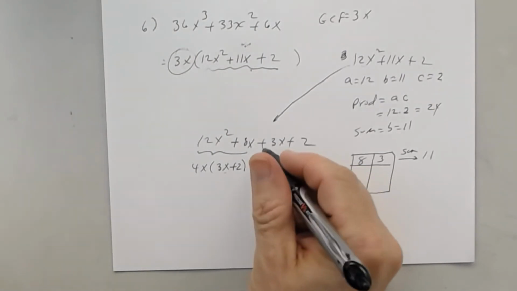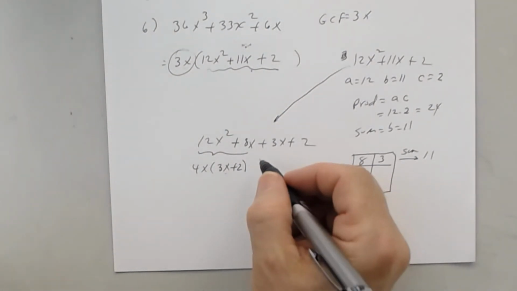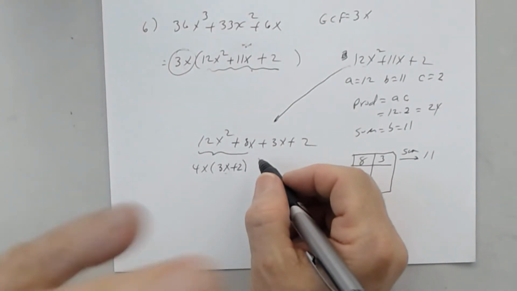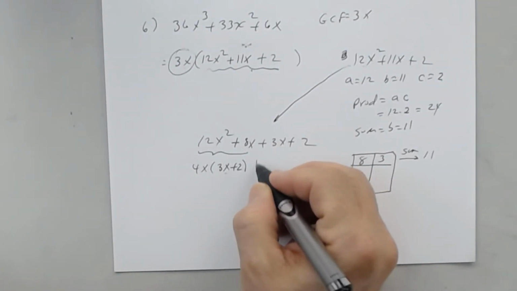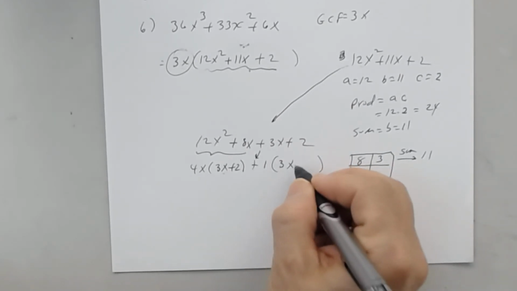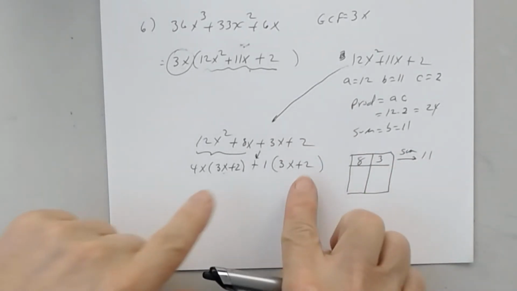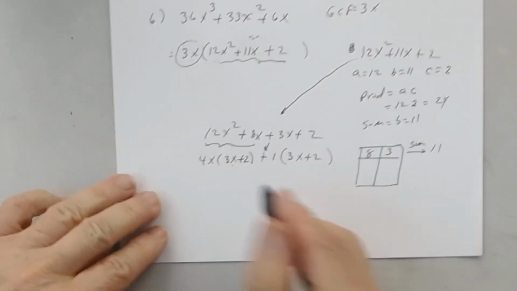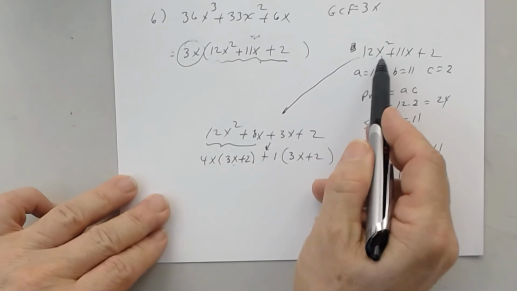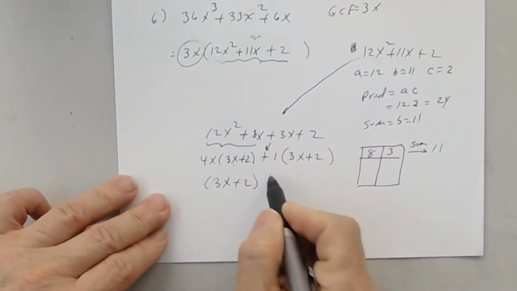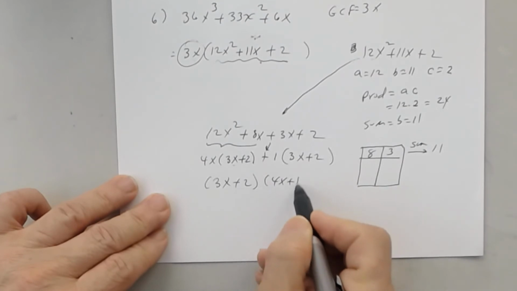From the second group, we had one earlier. From the second group, what is the GCF? 1. So you have to factor out that 1, though. So you can say plus what? 1 times what? 3x plus 2. And now both of those are the same binomial, and that's inside the parentheses. So when I factor this 12x squared plus 11x plus 2, I'm going to get 3x plus 2 times what? 4x plus 1. 4x plus 1.